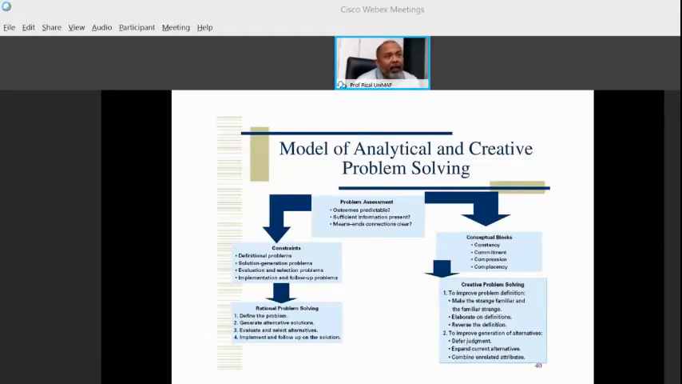So basically, the model of analytical and creative problem solving includes, as part of it, lateral thinking. There are other methods. So on assessing the problem, looking at the constraints, looking at rational problem solving, also looking at what are the conceptual blocks that contribute to that particular problem that we are trying to solve.